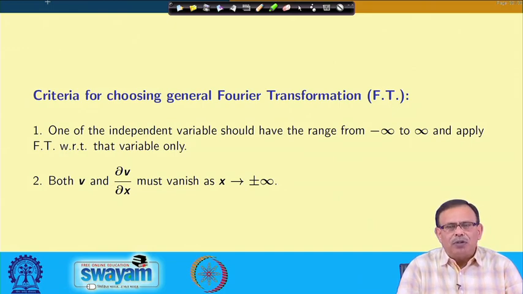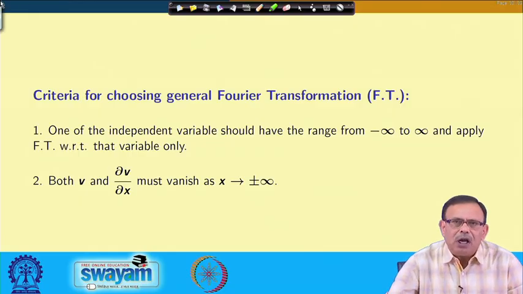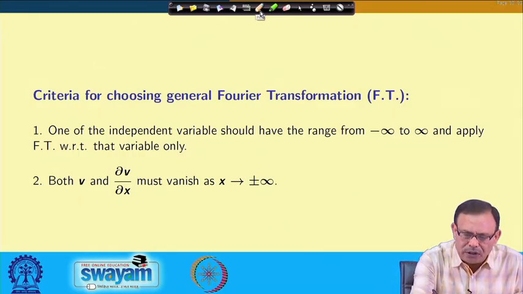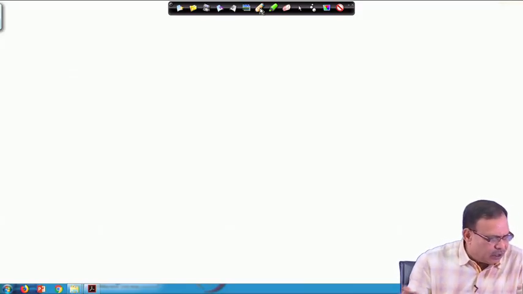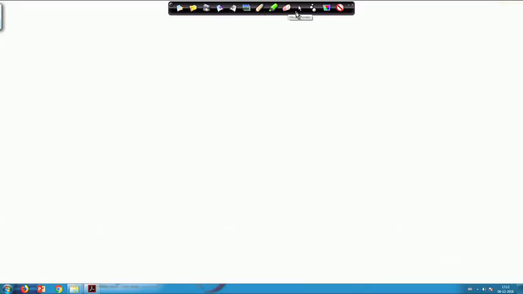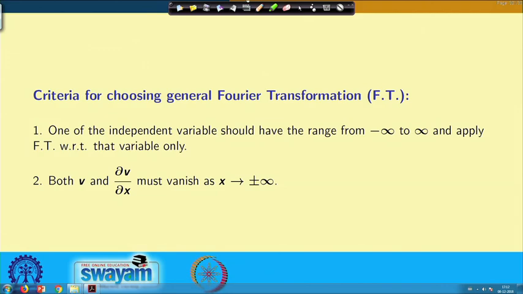Point number two, both the function v and del v del x must vanish as x approaches plus infinity or minus infinity. Please note this. If these two conditions are not satisfied, I cannot use the Fourier transform. Now you will ask why the second condition is needed. Let us see why the second condition is required. Before that, let me go through this one.